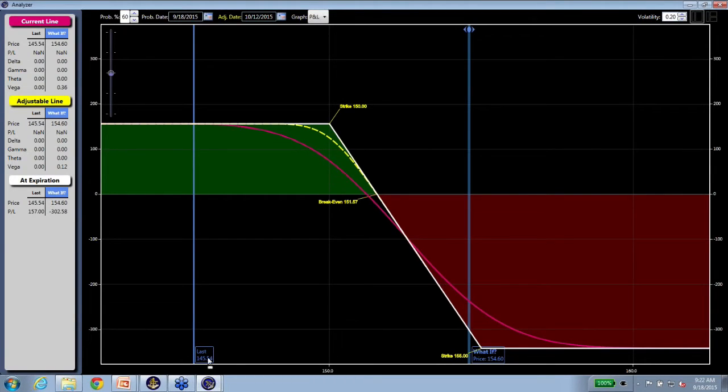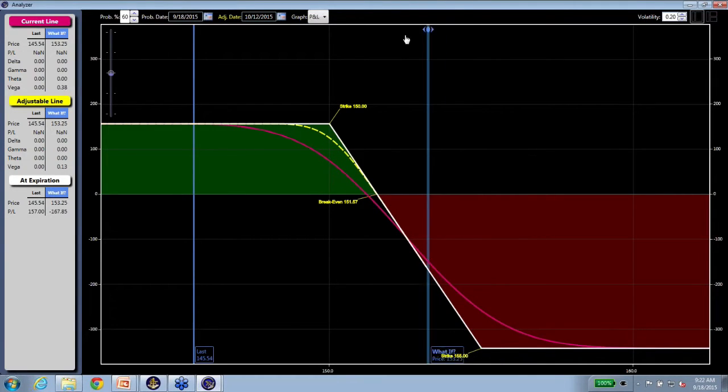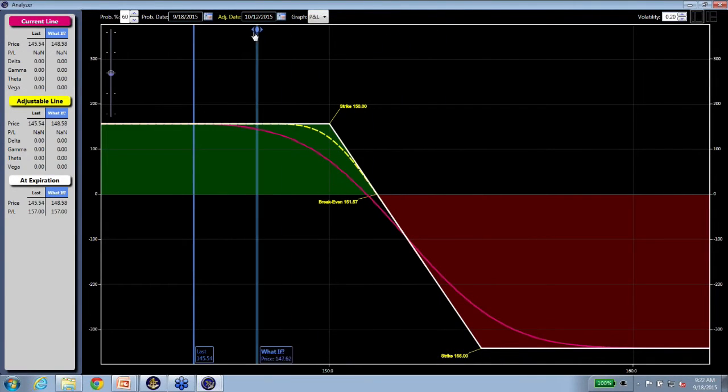Well, that's the break-even point. Sorry, the last price, which is 145.54. And you can see it's a different column. It gives you a whole different set of numbers. I kind of moved that up pretty far. It's a pretty big move.